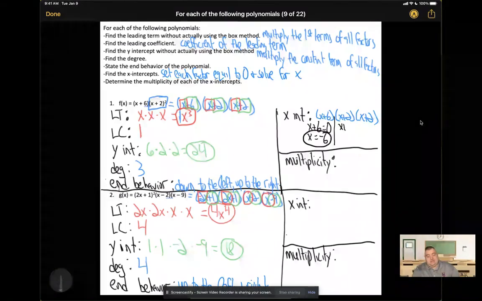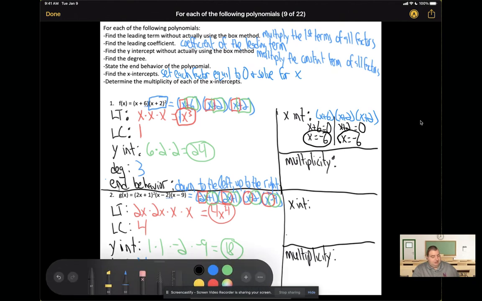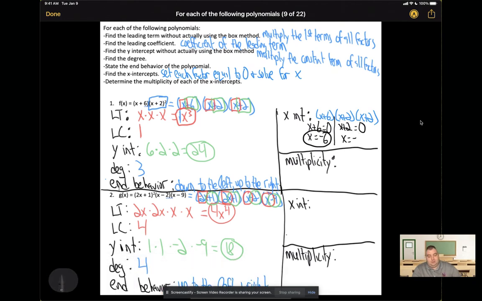If I take x plus 2 and set that equal to 0, I'm going to do the same thing, except I'm going to end up with x equals not negative 6. I'm going to end up with x equals negative 2. And if I do the same thing with the third factor, I would just get x equals negative 2 for a second time. So negative 2 would occur twice. Still means there's only 2 x-intercepts for this particular one.